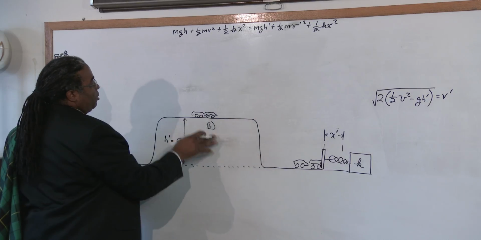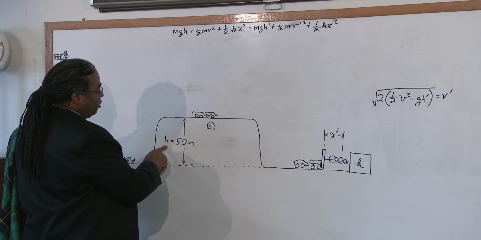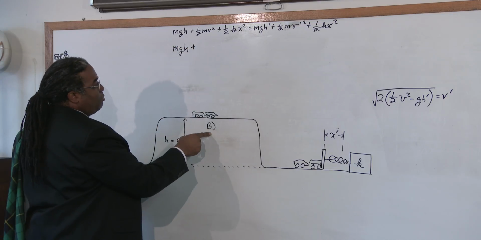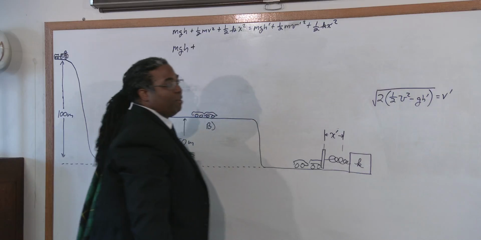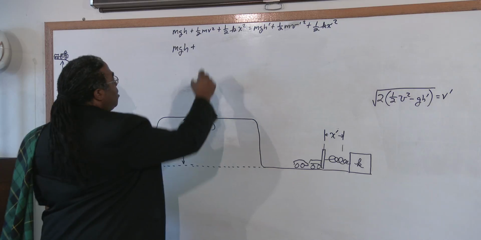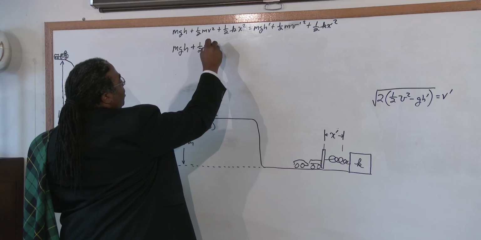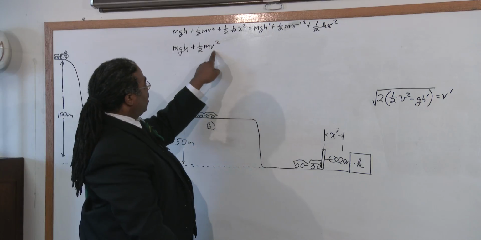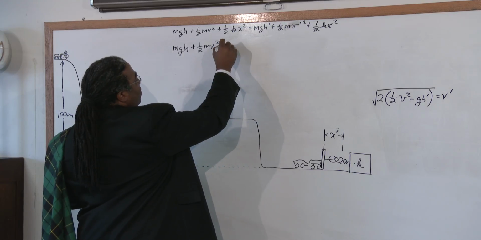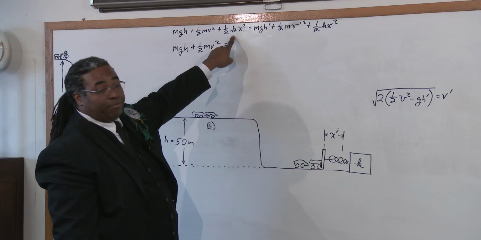So in its initial condition, it has potential energy where the initial H is 50 meters. So it has mgh. It's still moving, and it's moving at this velocity that we solved for in part B, but that V prime number is now going to be our V initial. So this becomes 1/2 mv squared, where that V is now this V. And it's not in contact with the spring, so we don't have the last term, because this term is now 0.